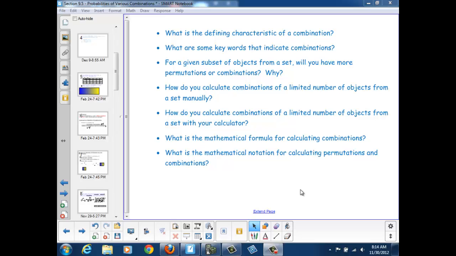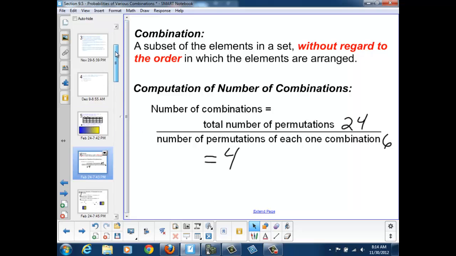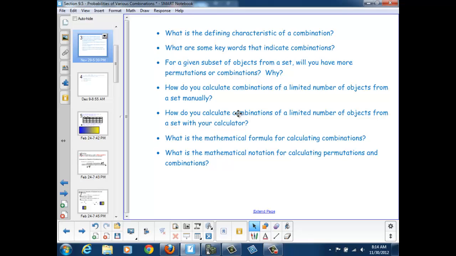Let's recap. What is the defining characteristic of a combination? Well, as we saw, in a combination, order doesn't matter. What are some key words that indicate combinations? Well, things like forming a committee or a group. For a given subset of objects from a set, will you have more permutations or combinations, and why? You'll have more permutations because in a combination, each combination contains additional permutations of the subset.